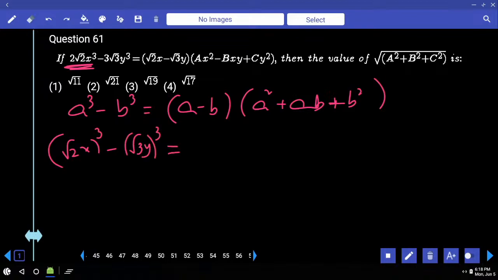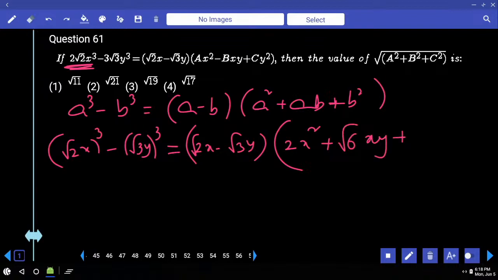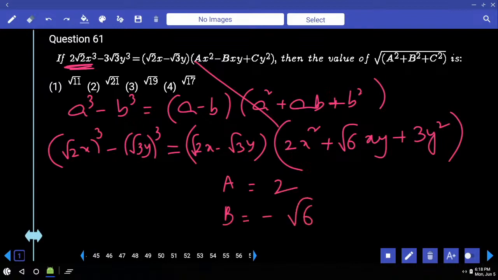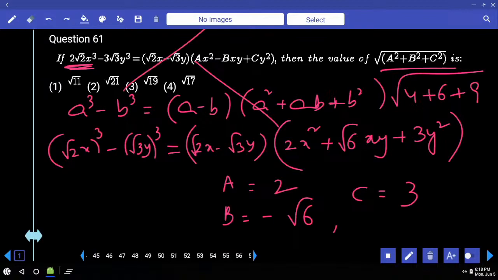Then it should be √2x minus √3y into √2x whole square will give 2x square, √2 into √3, √6xy plus √3y whole square, 3y square. So if you compare, a is equal to 2, b is equal to minus √6, c is equal to 3. Substitute these values here. We will get 4 plus 6 plus 9, 19. Option 3. Very, very important question for CGL examination.